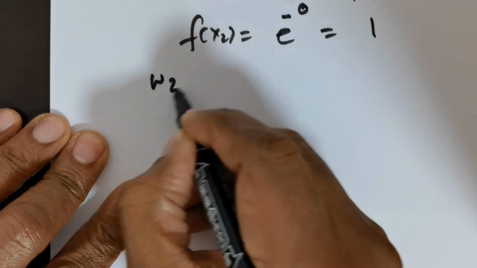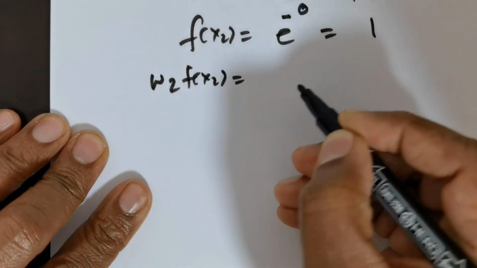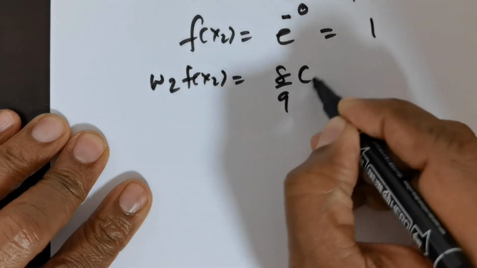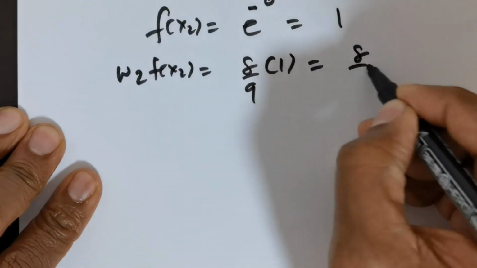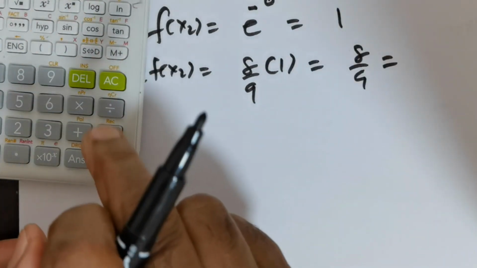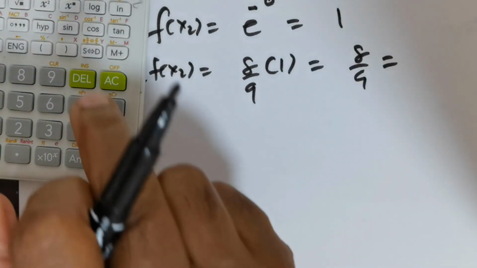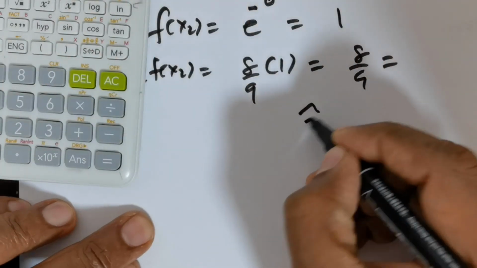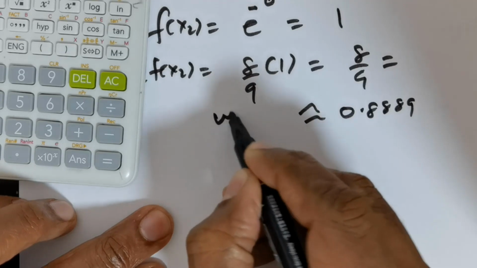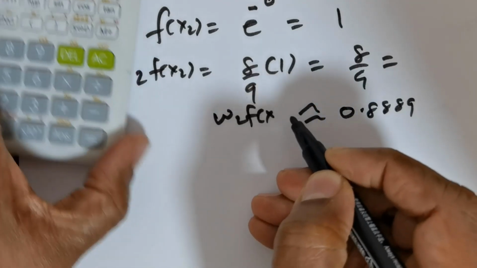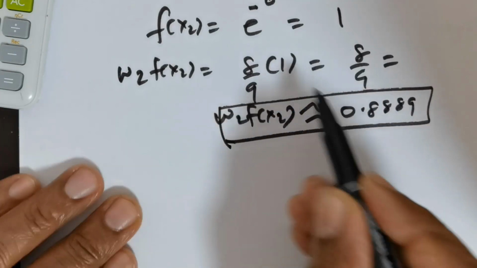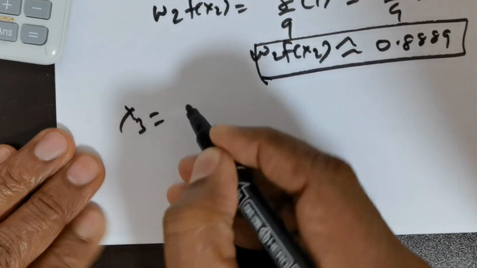So therefore w2 into f of x2 is equal to w2 value, 8 over 9, times 1, which is 8 divided by 9. You have to calculate that value, 8 divided by 9, which gives an approximate value of 0.8889. So this is w2 times f of x2. So this is got. Next I need to calculate x3.